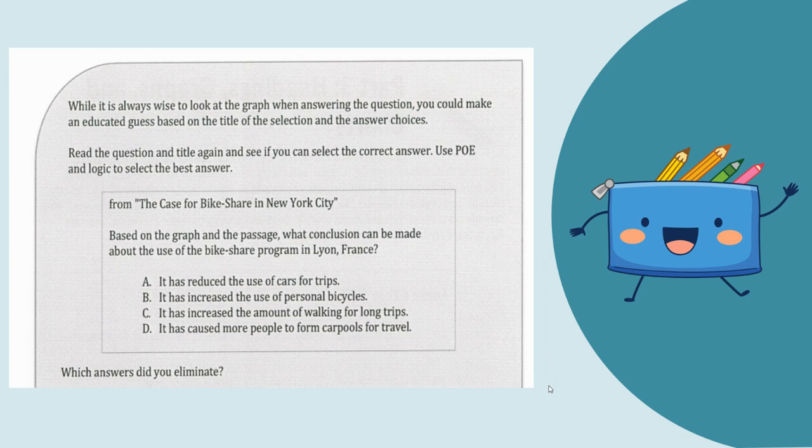While it is always wise to look at the graph, when answering the question, you could make an educated guess based on the title of the selection and the answer choices. Read the question and title again and see if you can select the correct answer. Use process of elimination and logic to select the best answer. So this is from The Case for Bike Share in New York City. Based on the graph and passage, what conclusions can be made about the use of the bike share program in Lyon, France?